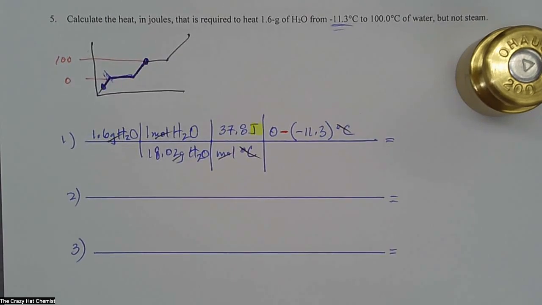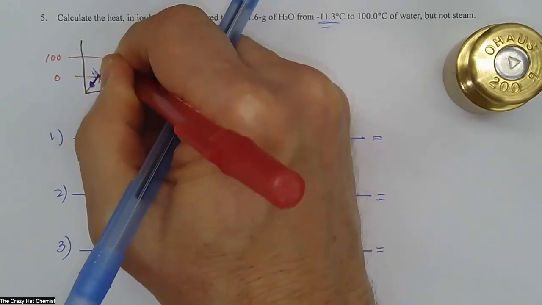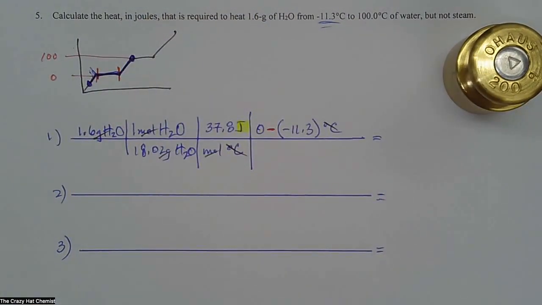Okay, let's straighten that out. There we go. Perfect. All right, so step number 2 is doing this segment from here to here, and that is the heat of fusion for water.